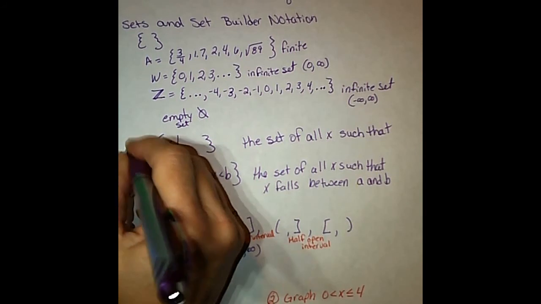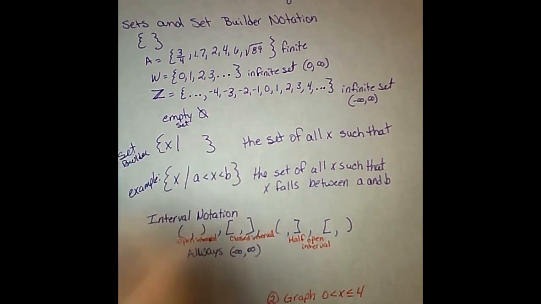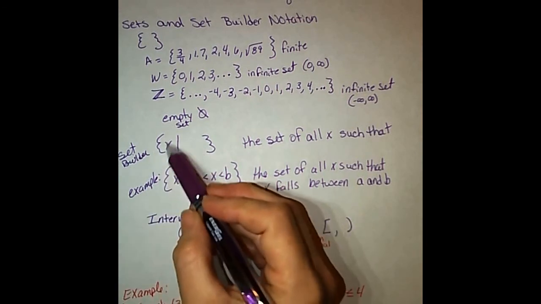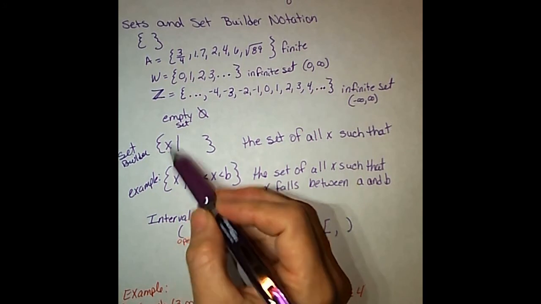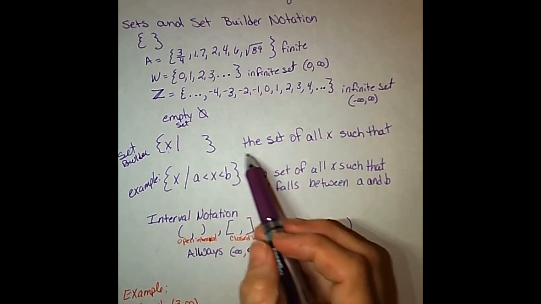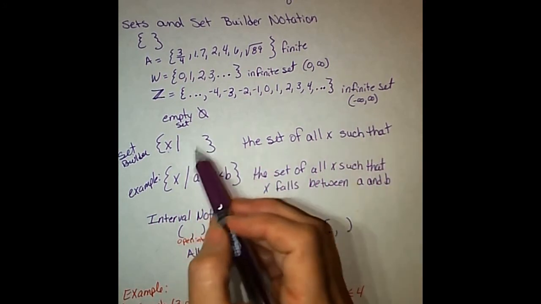This here is my set builder notation. It just means that the set builds on X. This is a straight line. This X is the set that it's going to be built on. And right here it explains how it is. And here's the wording. The set of all X such that what? Well, it's empty right here because I haven't filled anything in.